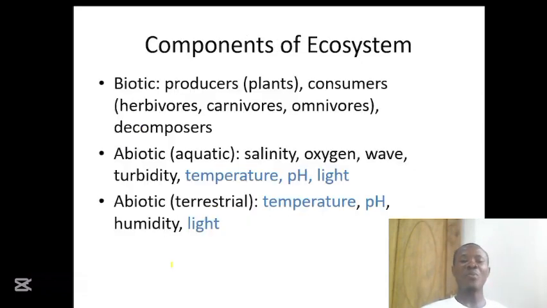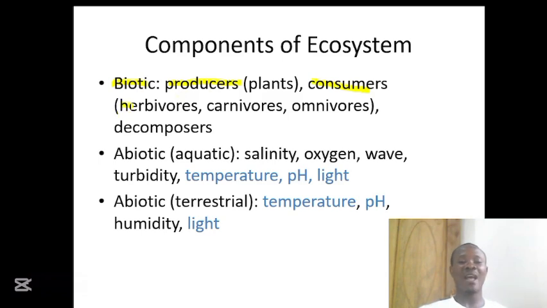Now let's talk about the components of an ecosystem. What are the components that are involved in an ecosystem? We have two components involved in an ecosystem. We have the biotic component. Bio means living. So the biotic component is talking about the living component of the environment. In here we have the producers, those that produce their own food from inorganic substances. We have consumers, those that feed on the producers.